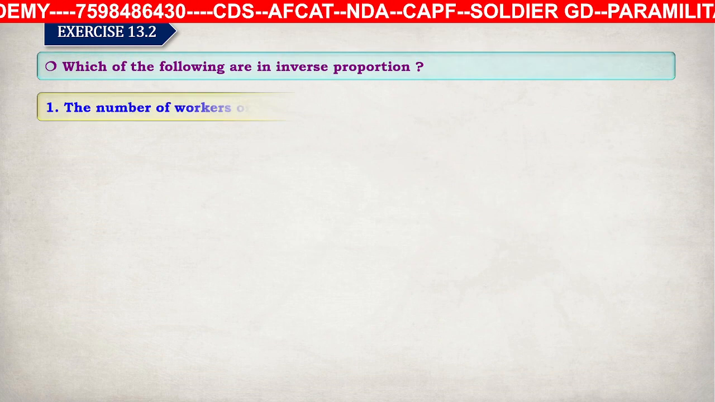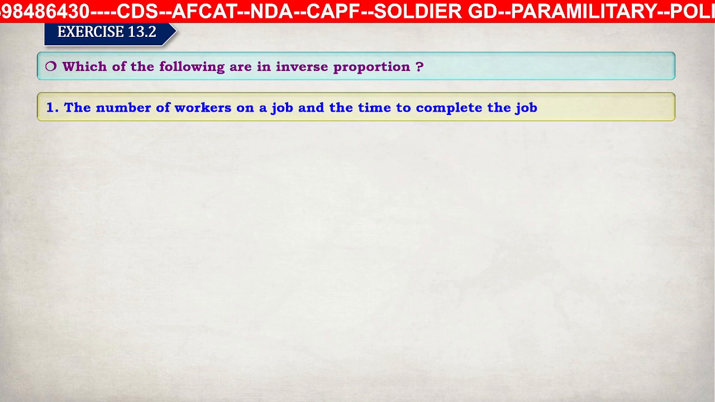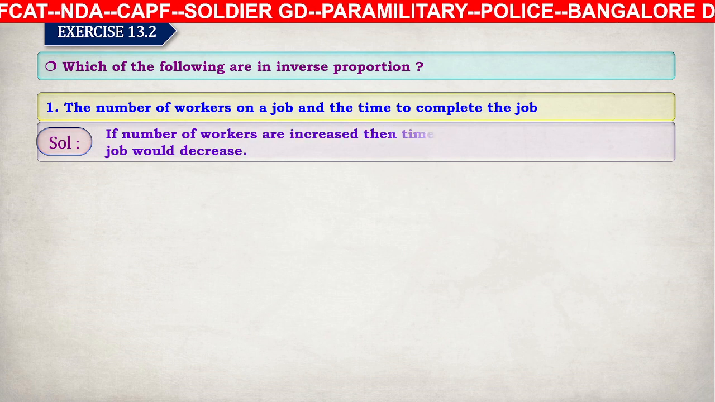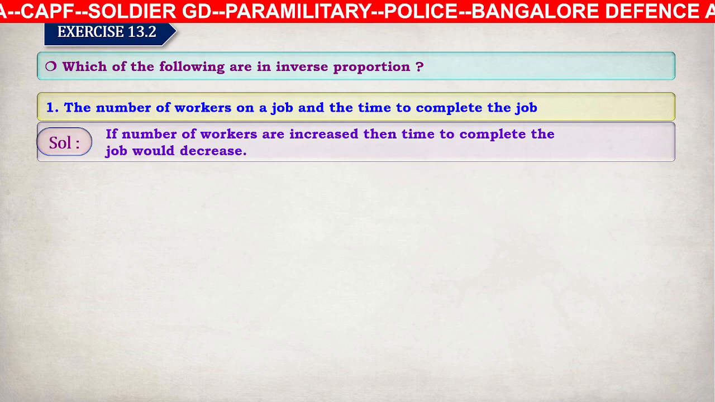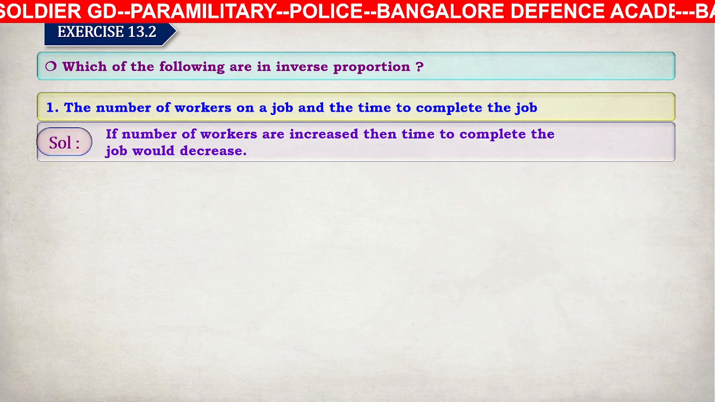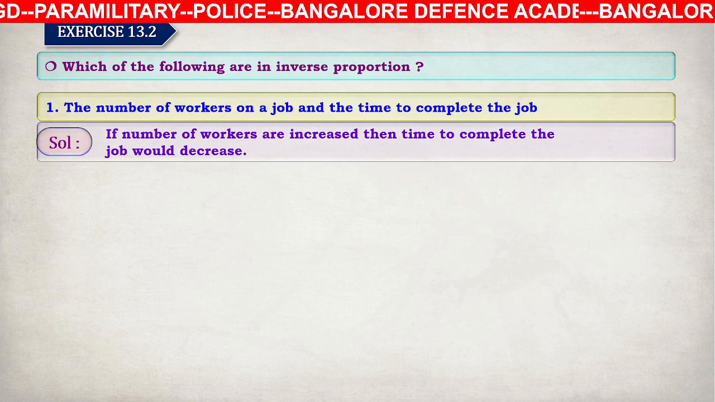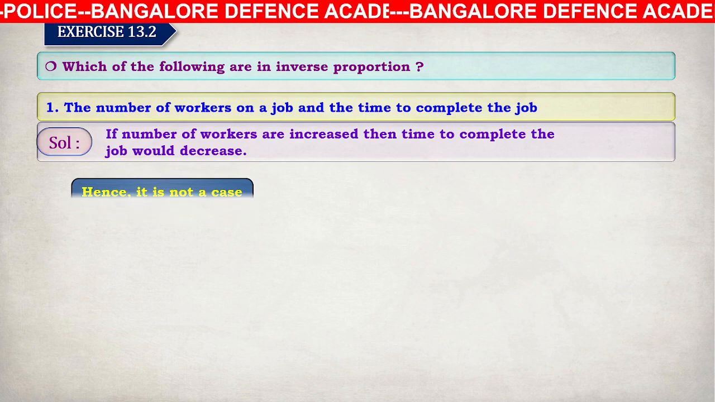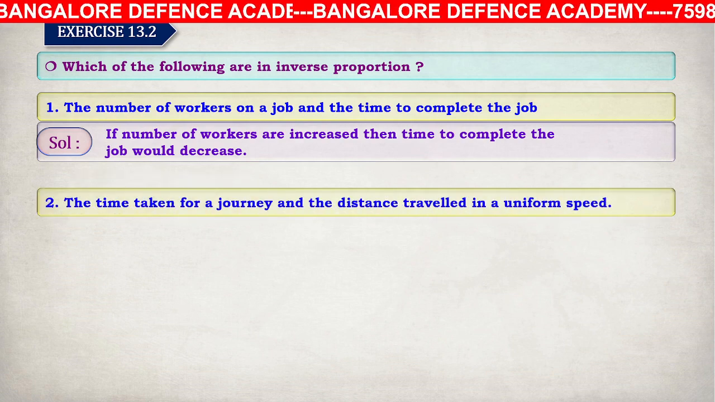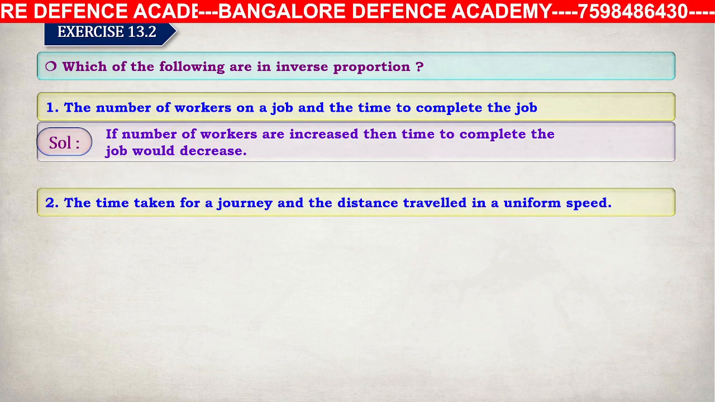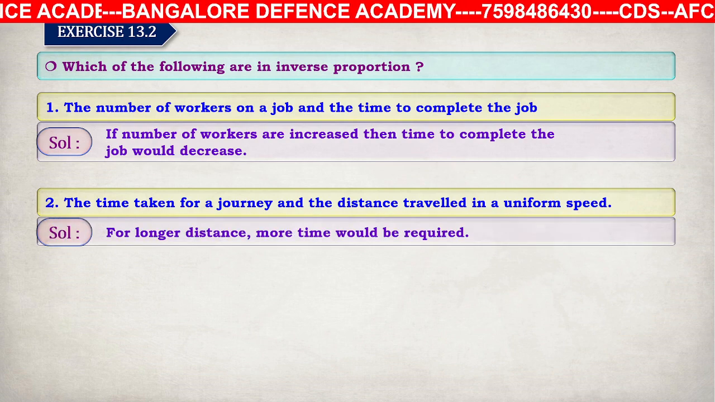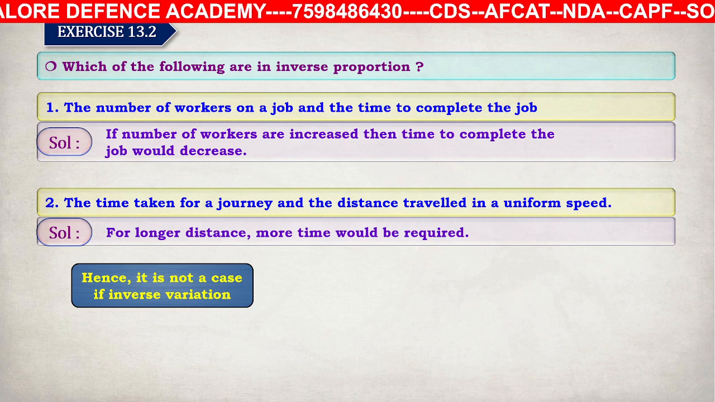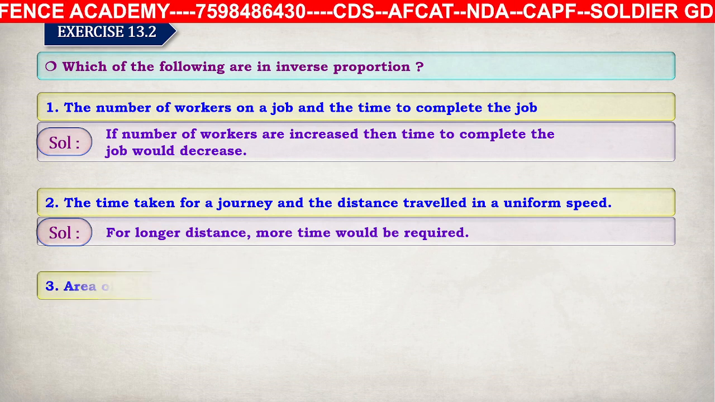Which of the following are inverse proportion? The number of workers on a job and the time to complete the job. If the number of workers is increased, then the time to complete the job would definitely be less. So it is not a case of inverse variation. Next, the time taken for a journey and the distance traveled at a uniform speed. For a longer distance, more time would be required. Hence, it is not a case of inverse variation.